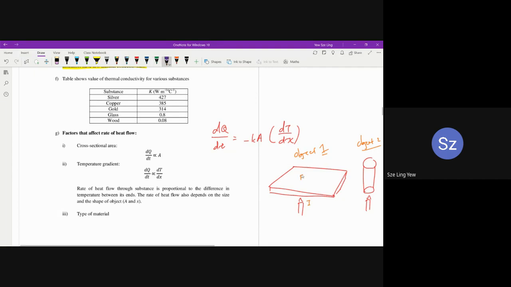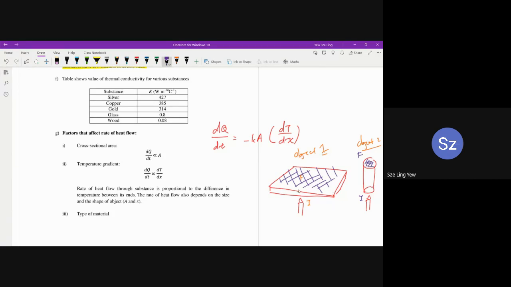Therefore, the cross-sectional area is this whole surface area, excluding the sides. Obviously, this one has a larger cross-sectional area compared to the rod. For the rod, the fire is located here, this is your initial position, and the other end is the final position. The position of the fire indicates the initial position, and the part opposite to the fire we call the final position. The cross-sectional area of the rod is very small compared to this metal plate.